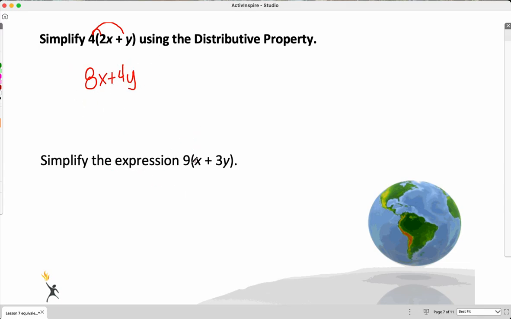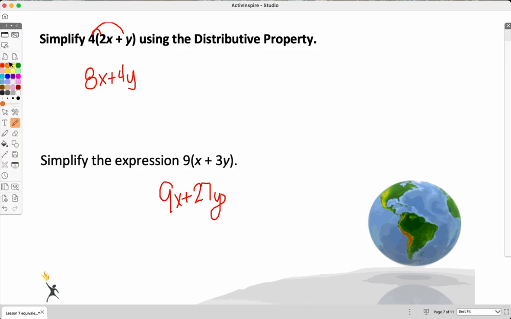I can do the same thing here. Go ahead and do the same thing here and see what you come up with when you distribute that 9. 9x plus 27y. All right.